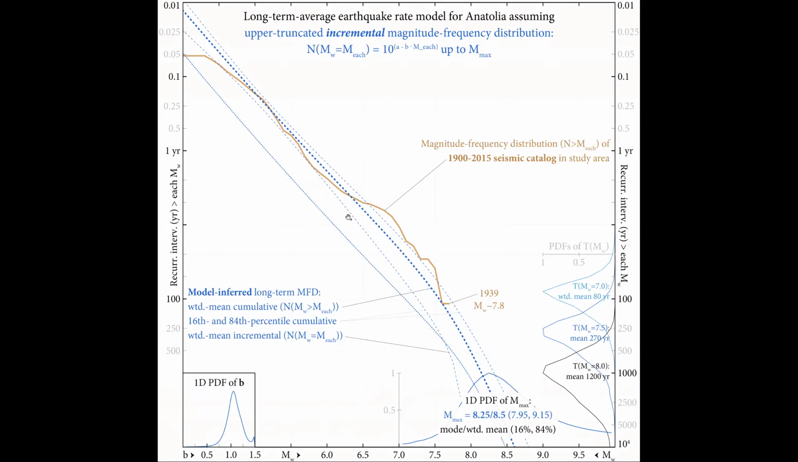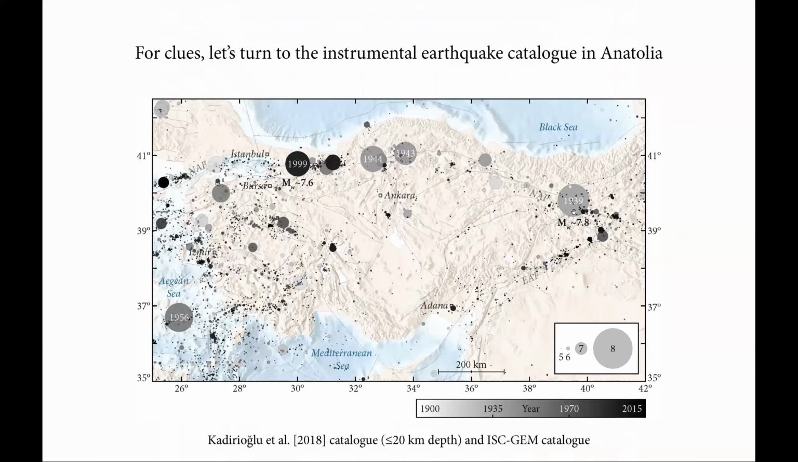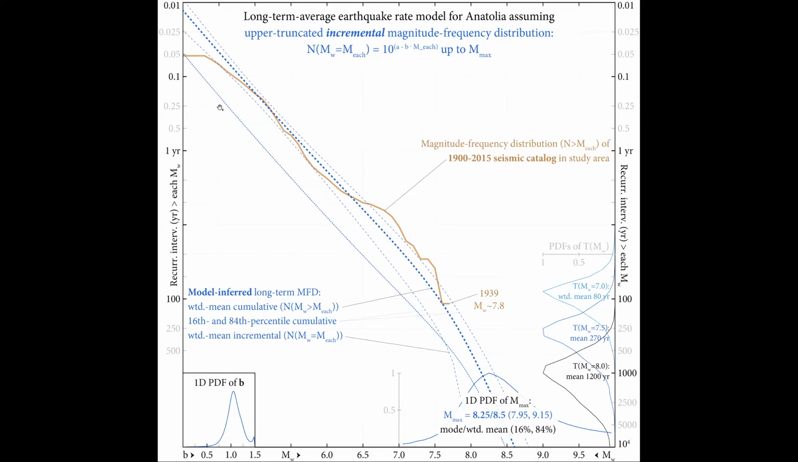And just to fly ahead to the result, the axes here are magnitude on the x-axis, and the rate of earthquakes of at least each magnitude on the y-axis. This is the instrumental catalog that I just showed you. So we have the Erzincan earthquake of 1939, magnitude 7.8, up here. And somewhere in Turkey, once about every year, we have about a 5.7 or greater earthquake.